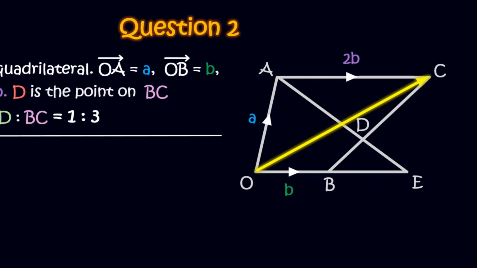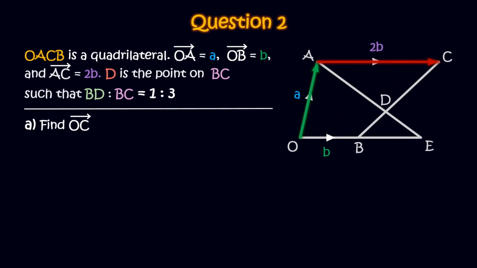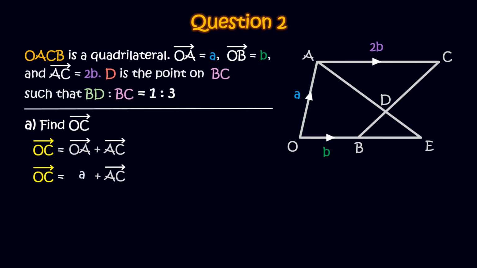For these types of questions, we have to find a known path for the vector we have to find. One way to do this is to go from O to A and then A to C. This is the only solution because we have been given the vectors OA and AC. Therefore, we can write the equation OC equals OA plus AC. Then fill the known values for OA and AC, which gives us the required value for OC, which is A plus 2B.